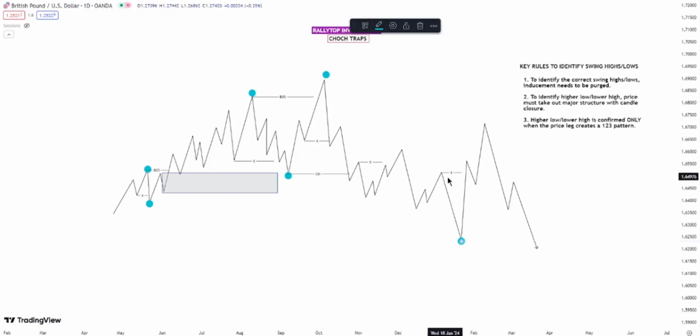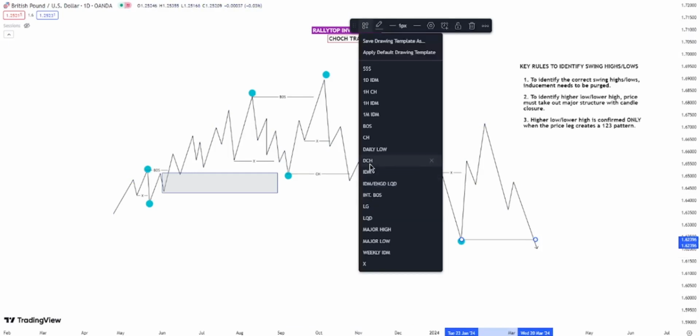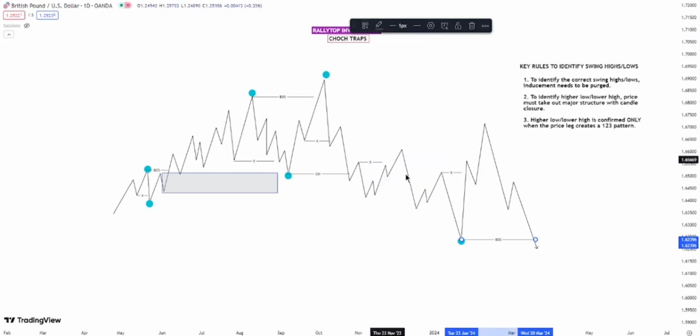Now, price took out this inducement and created this high. For this high to be known as a lower high, for this high to be validated as a lower high, price has to fulfill these 2 conditions, number 2 and 3. Number 2 says to identify higher low or lower high, price must take out major structure with candle closure. Did it happen here? Did it take it out with candle closure? Let's confirm that one first of all. As you can see, it took it out with candle closure. So that will become our break of structure. That's our boss. All right?